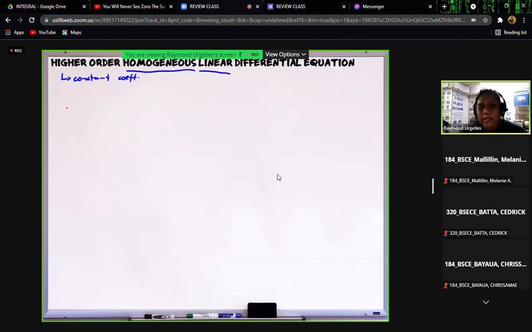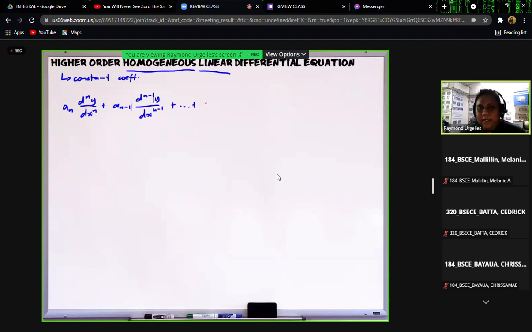So nung differential equation, you will get, let's say, a sub n multiplied by the nth derivative of y with respect to x. So then plus a sub n minus 1 times the n minus 1 derivative of y with respect to x. So then, okay, and so on.